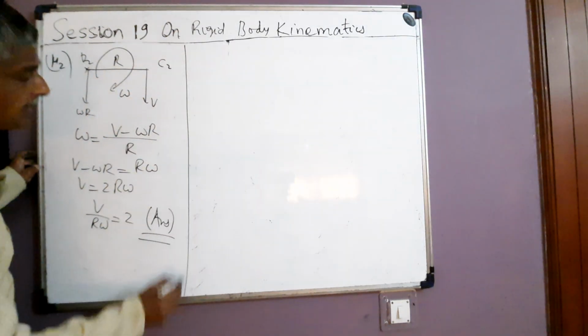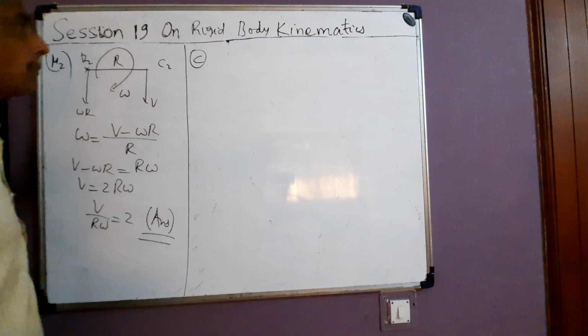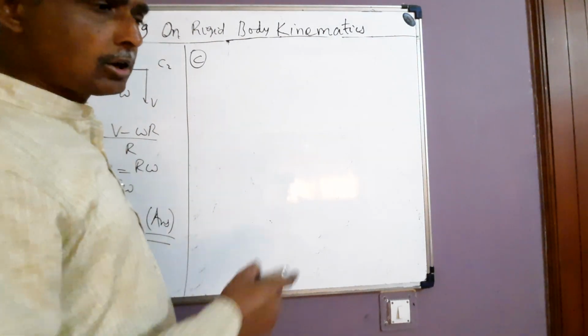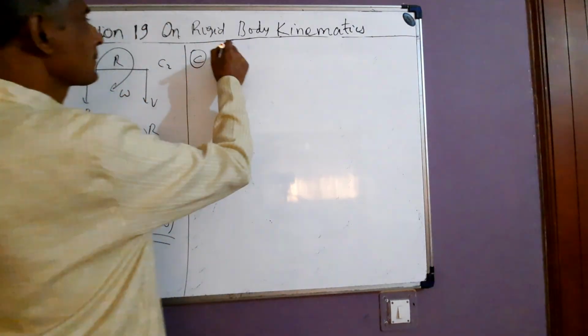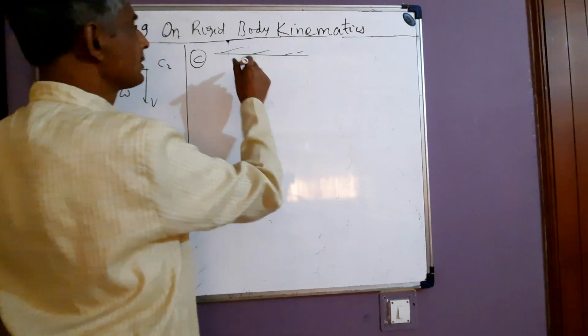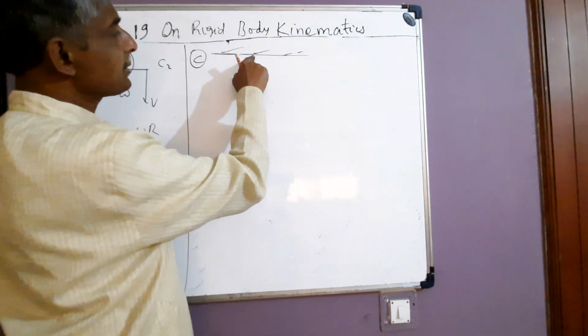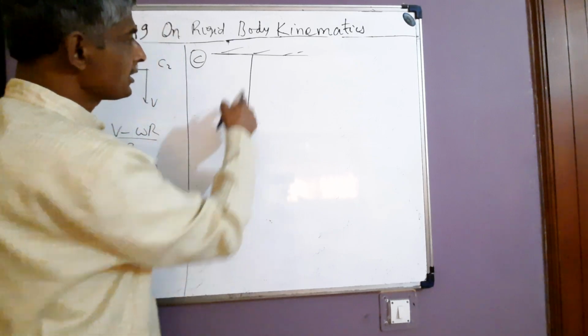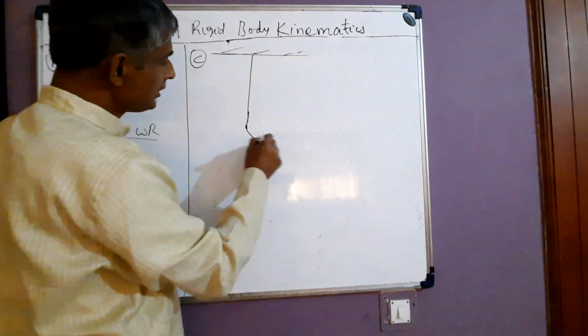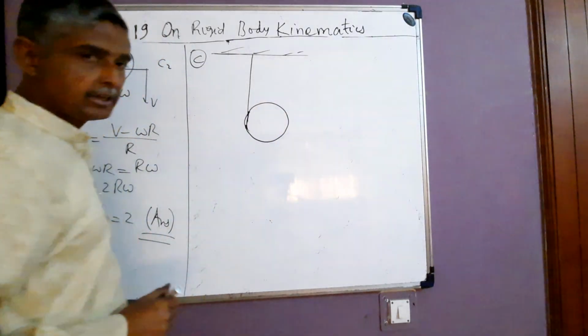Now I'll take up the problem part C of this question. Now part C, I'll draw the diagram again, okay? All the details are given in the diagram. This is a fixed ceiling, okay? This is an inextensible string. Upper end of the string is attached to the fixed ceiling. Inextensible string it is. It is attached to an inner cylinder, okay?